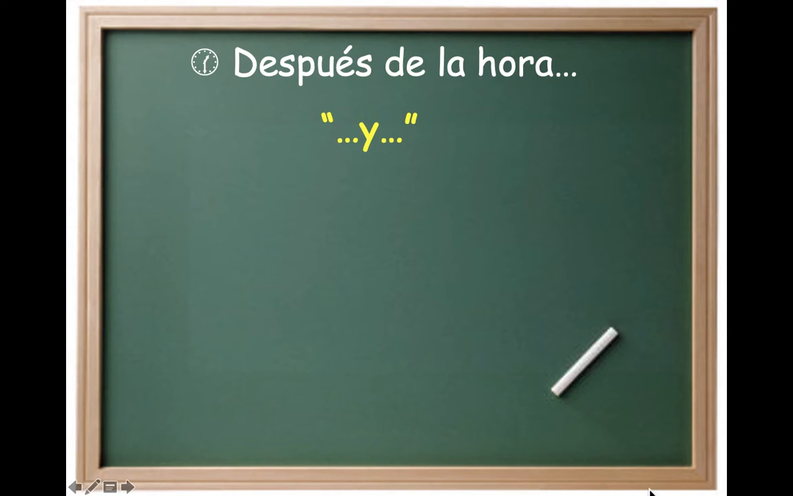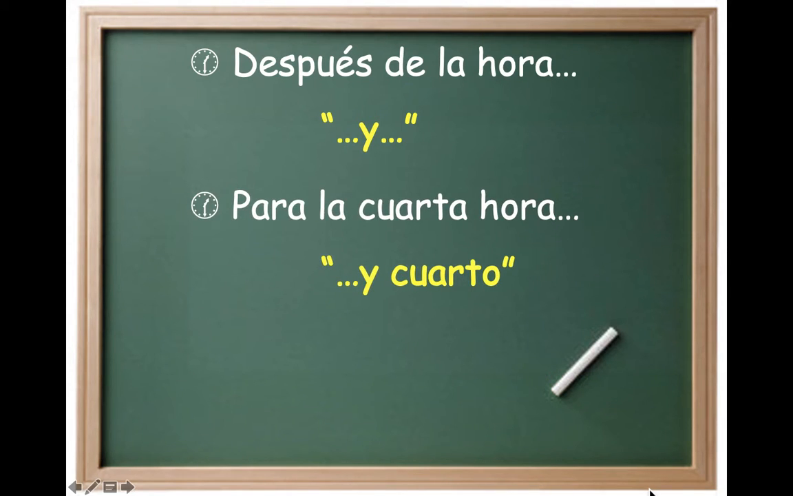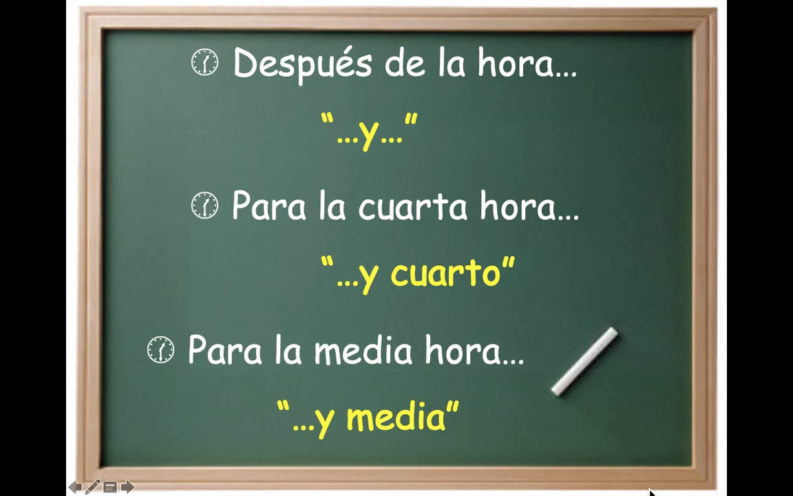Anytime you want to tell the time after the hour, on the right-hand side of the clock, you're going to add the minutes. And you might want to add just a quarter of an hour, so you'd say y cuarto, like 12:15. Or maybe it's a half past, like they say in Britain. So you'd say son las 2:30. Son las 2:15. Or if it's 2:02, son las 2:02.